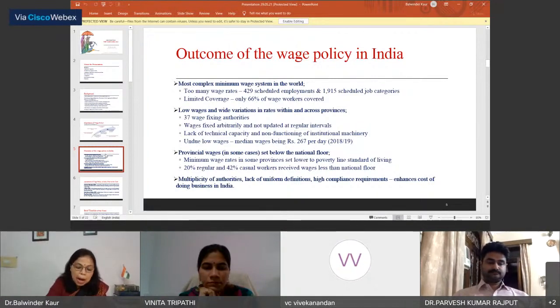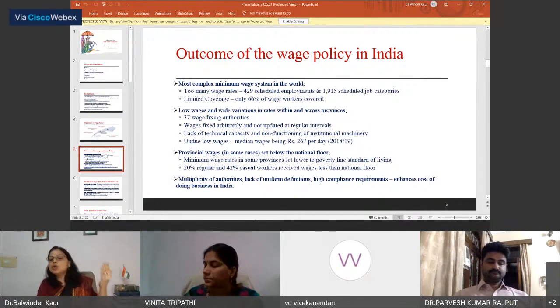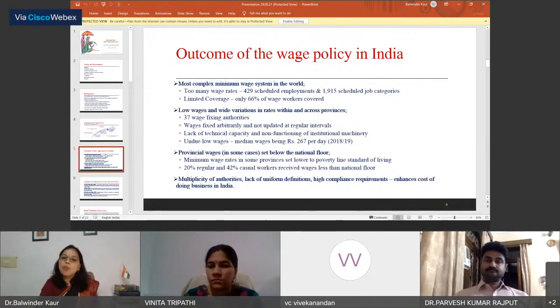2002 and recommended that the labour laws should be grouped into the following groups. First, industrial relations, and second, a code on wages, and social security, and occupational safety, health and working conditions. So it was the recommendation of the Second Labour Commission, and based on that recommendation, India has enacted the codes. Now, what was the need of this code on wages?